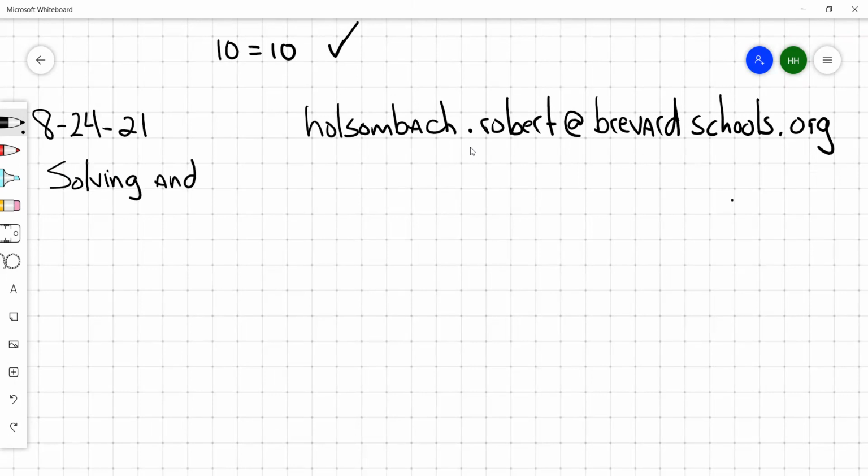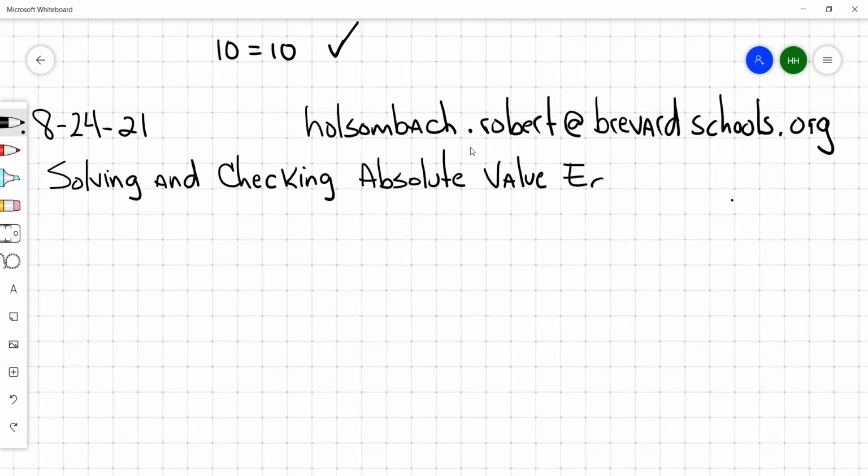Solving and checking absolute value equations. All right, so today the problems are going to look a little bit different. Let's say that you are given and asked for the solution to the problem and then to check for extraneous solutions. So let's define that first.